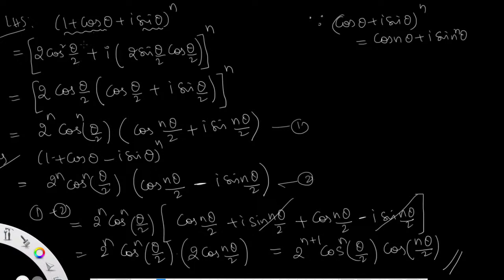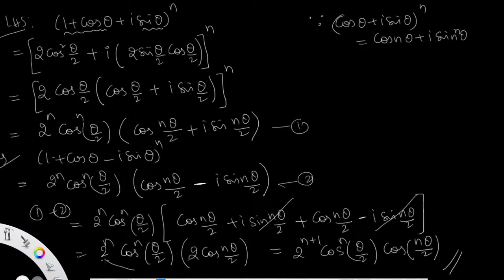Just take the formula: 2 cos square theta by 2, and sin theta is 2 sin theta by 2 cos theta by 2 into i. From this, 2 cos theta by 2 is common: cos theta by 2 plus i sin theta by 2. So the power comes here too, and that gives cos n theta by 2 as per De Moivre's. This is the first expression. In a similar way, here it is plus, and in the question it is minus, so just replace by plus for the second part. Add 1 plus 2. In both terms this term is common, so write the brackets, and the sin terms will be cancelled. Cos n theta by 2, cos n theta by 2, 2 times cos n theta by 2.